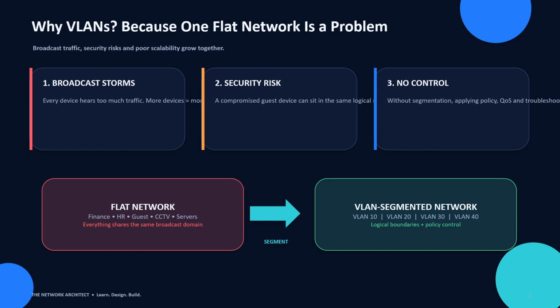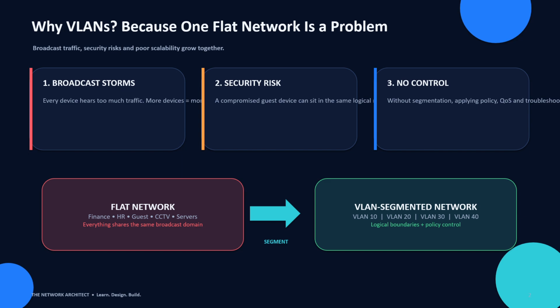The third problem is network management. Imagine any problem occurs in a big enterprise network. If everything is connected to a single network, troubleshooting can become difficult. But with VLANs, we can organize the network. For example, VLAN 10 is for management, VLAN 20 is for data users, VLAN 30 is for voice, VLAN 40 is for CCTV, VLAN 50 is for guests.